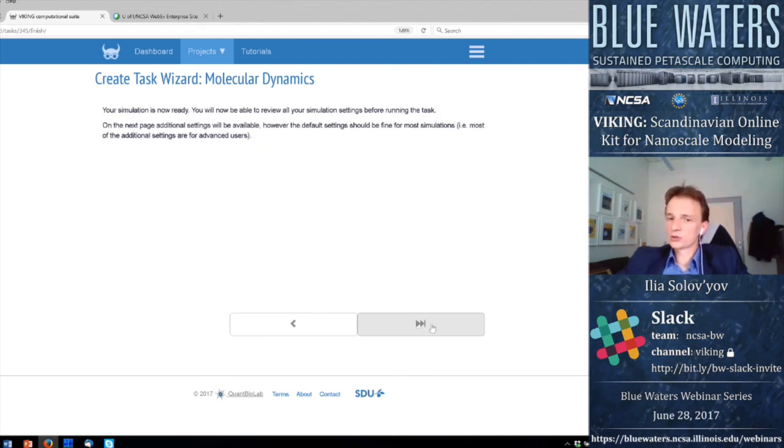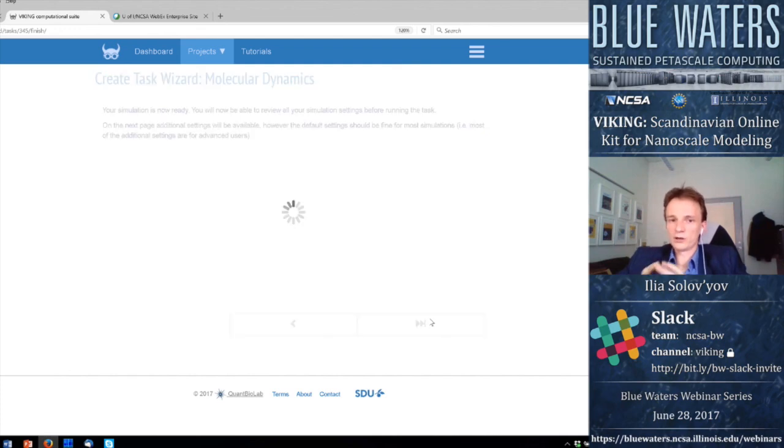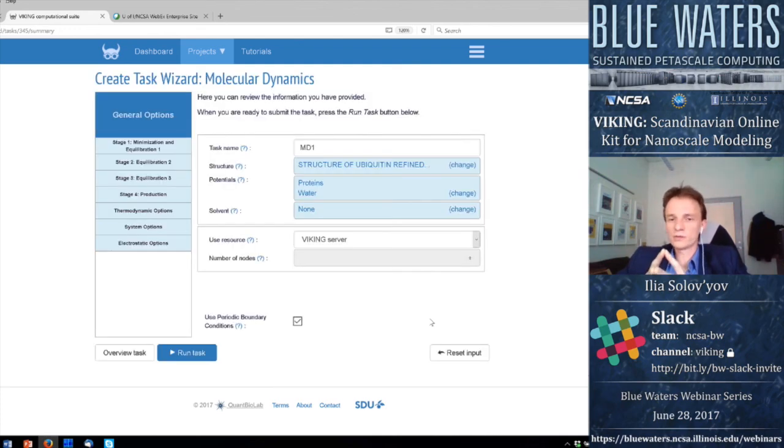All right, and that takes us to the very last step of the protocol. This is the summary page. The summary page is intended to list all the inputs that you have provided, and it allows you to make some modifications before you run the actual simulations. Here you can see some tabs, and these tabs are related to the different stages that you typically go through when you run molecular dynamics. I also mentioned a little bit about equilibration and minimization. This is all summarized in these stages here.